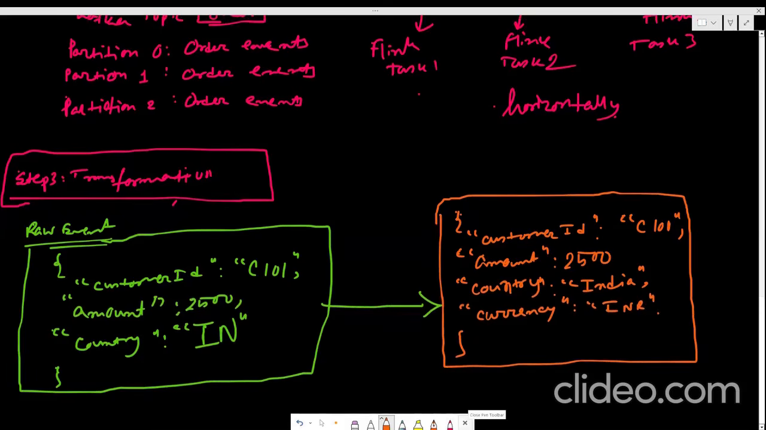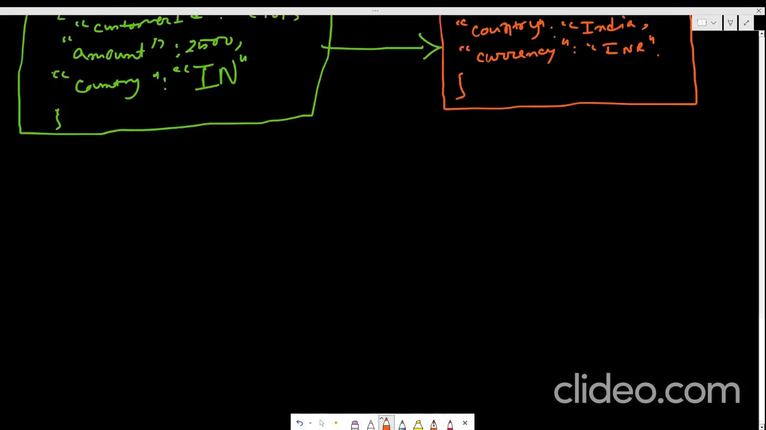So Flink can perform field mapping. It can do data type conversion. Suppose the amount is an integer, but here we need to make it a double. So those type conversions, then data cleaning, normalization, business rule application, schema transformations. That kind of work Flink does.